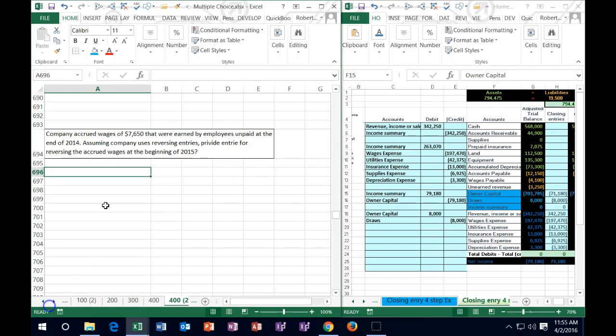Next one says company accrued wages of $7,650 that were earned by employees unpaid at the end of 2014, assuming company uses reversing entries, provide entry for reversing the accrual wages at the beginning of 2015. So what happens as of December, as of the cutoff date, these are the adjusting entry process. We had to adjust wages because there were some wages where the employees were working, but the payday happened after the year end. And therefore, we had to recognize that we owed this amount of money before the year end, even though we're not paying them till after the year end.